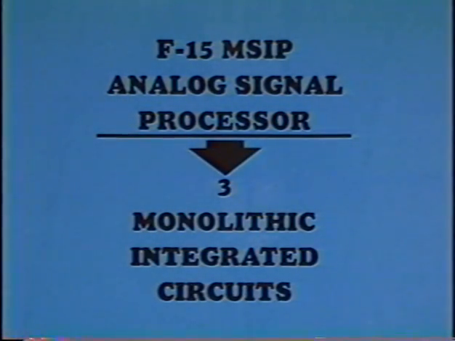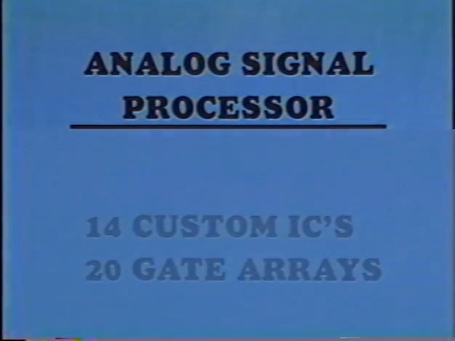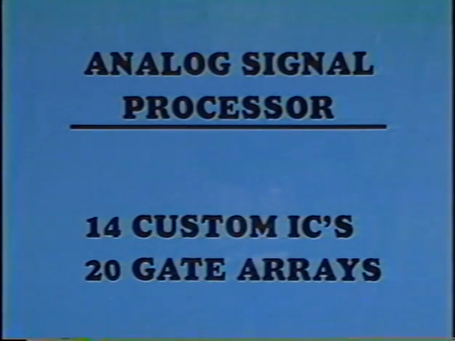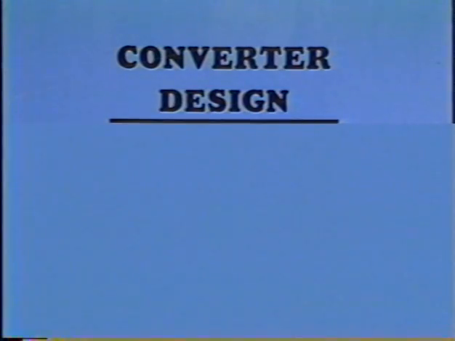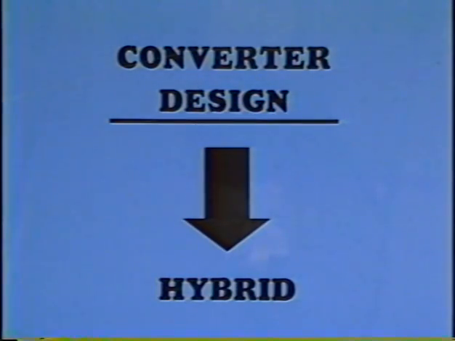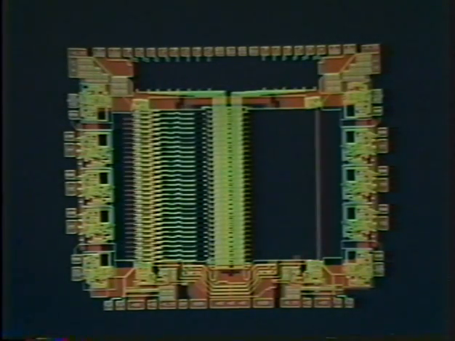In order to fully capitalize on the cost and performance advantages of the new integrated circuit capabilities, an entire analog signal processor will eventually contain 14 custom integrated circuits and 20 gate arrays. In fact, the entire converter will be contained in a single 1 by 2.3 inch hybrid package. In the next several years, the analog to digital converter will be further integrated into a single integrated circuit component.